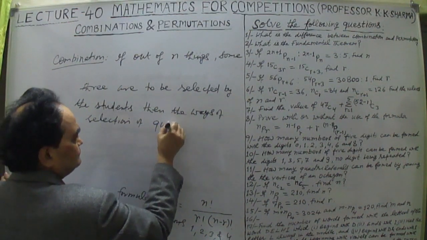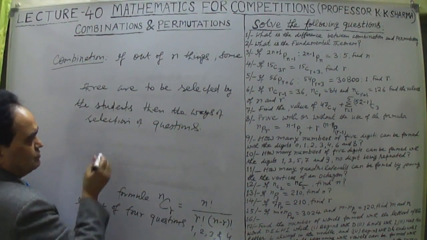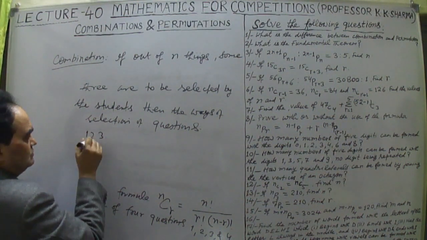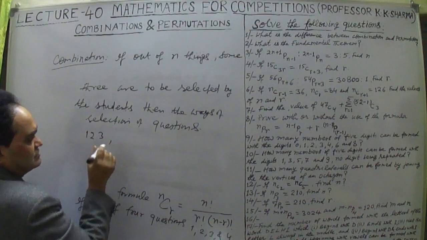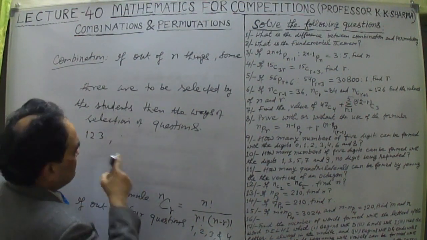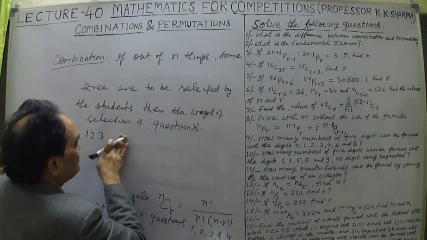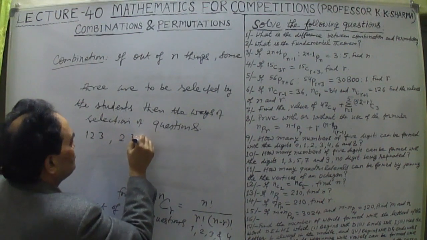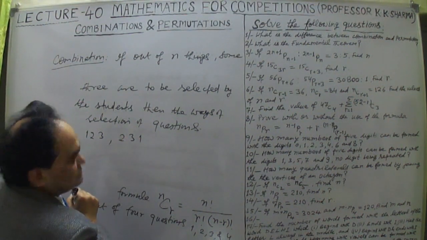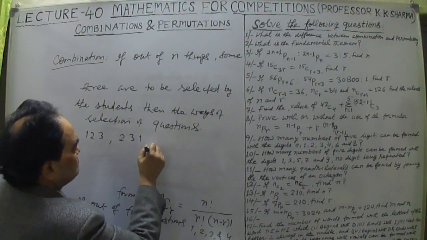Selection of questions. What are those questions? Either 1, 2, 3, or 1, 2, 3. These 3 questions can be selected, or 1, 3. Then 2, 3, 1. Let me take 2, 3, 1. This is another way. 1, 2, 3. Right? 2, 3, 1.